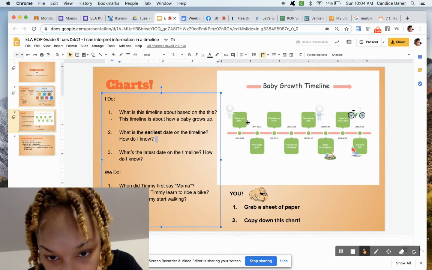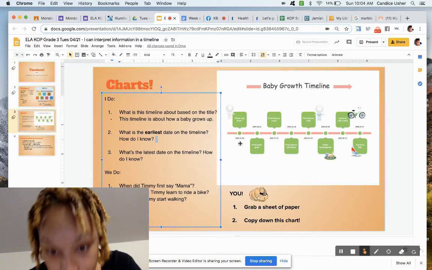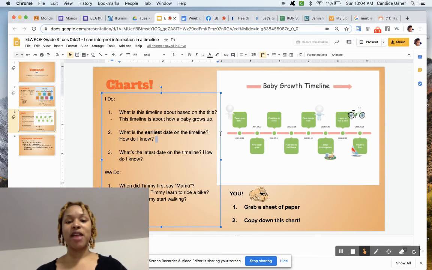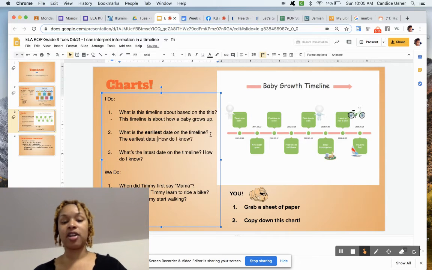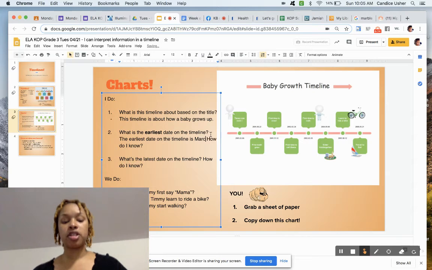So Timothy was born March 6th, 2001. So I'm going to say the earliest date on the timeline is March 6, 2001. Then the question, I'm not done because there's another question.